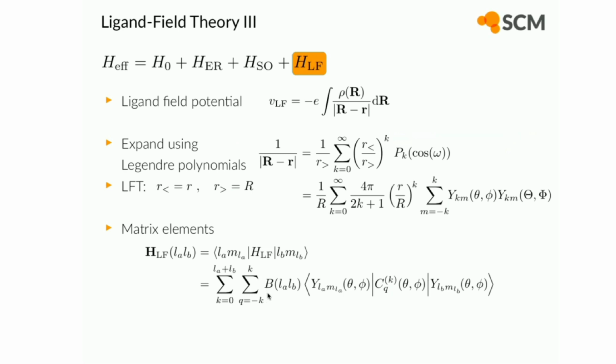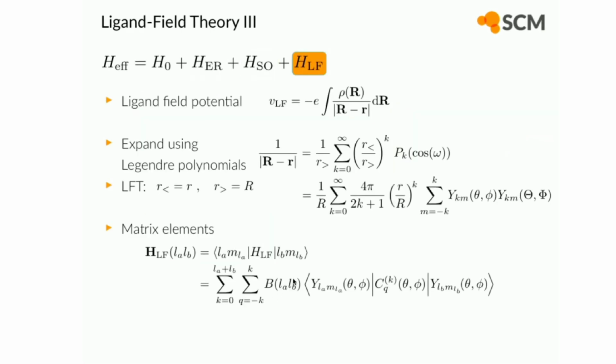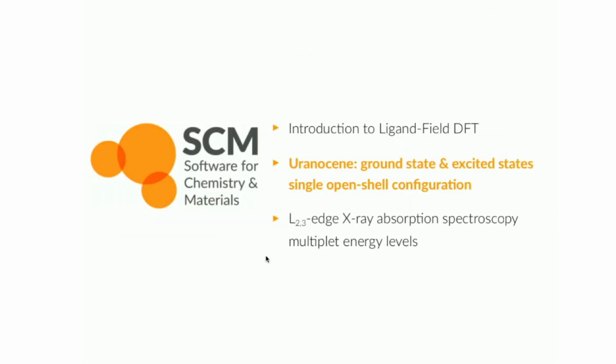So the Slater-Condon F^k parameters, then the spin-orbit coupling constant, and then these P parameters. From these parameters we can set up the ligand field Hamiltonian and get the multiplet energies and the electronic eigenfunctions. Yeah, so now we can probably jump to the tutorials.